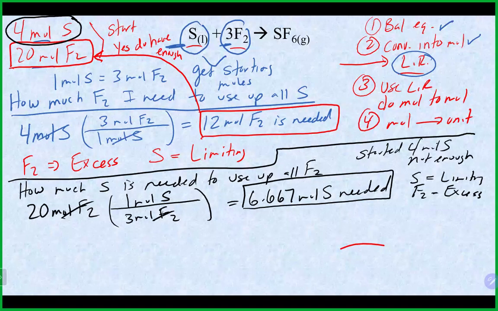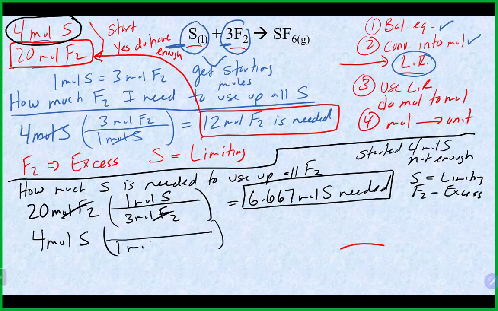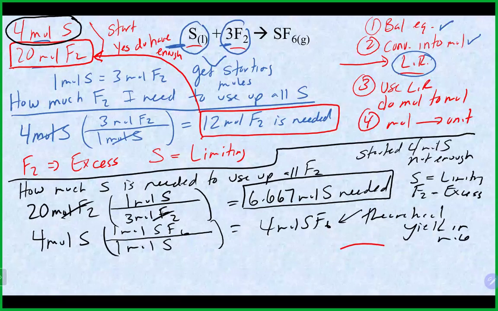Once I determine my limiting reagent, then I would go back to my starting amount, for example. I would go 4 moles of sulfur, and I would figure out how much product I would make. 1 mole of sulfur is 1 mole of SF6, and that would get me 4 moles of SF6. This would be my theoretical yield in moles in this case. Any questions on that? So it's really the same 4 steps. You just have to do that little calculation in the middle to determine which one's your limiting reagent. Once you figure that out, then the rest of the steps are the same. You use your limiting reagent. The important thing, though, is to use your starting amount of your limiting reagent here. Any questions on that there? Okay.